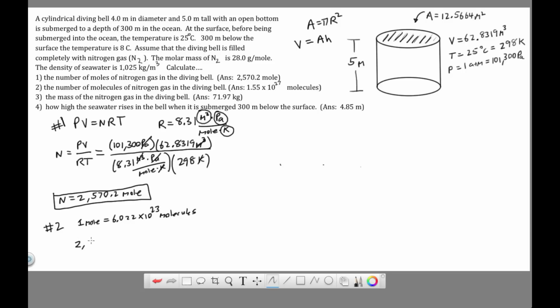So you set it up like this. 2,570.2 moles of gas. In this case, it's N2 gas. Or we'll just say moles of N2. So the conversion is 1 mole of N2 is 6.022 times 10 to the 23rd molecules of N2. So the moles cancel, and we get 1.55 times 10 to the 27th molecules.